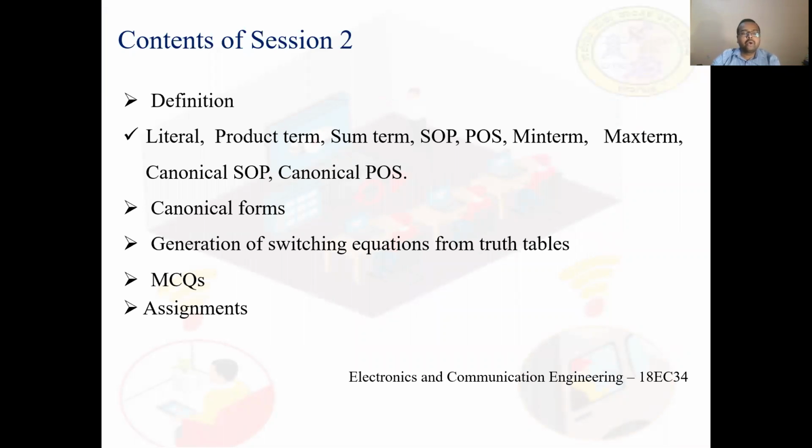The contents of session 2 are: here we'll study some definitions and terms: literal, product term, sum term, SOP, POS, minterm, maxterm, canonical SOP and POS form, and also, for a given Boolean equation format, how to convert it into canonical SOP and POS form, and how to generate switching equations from a truth table. After completing this, we'll look at multiple choice questions and assignments related to session 2.